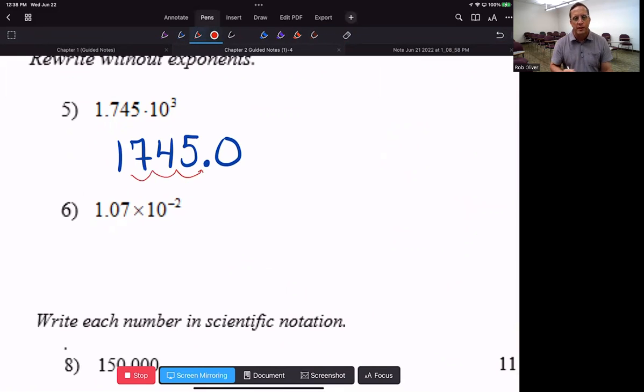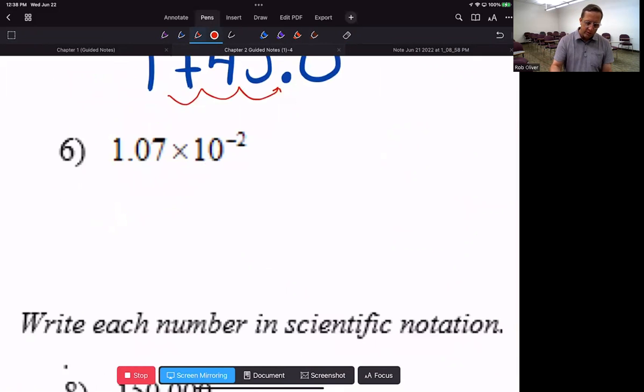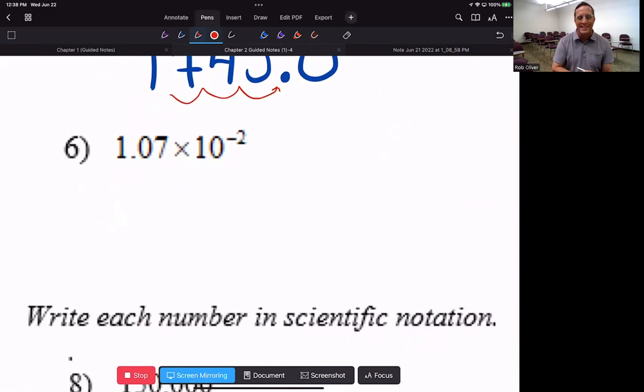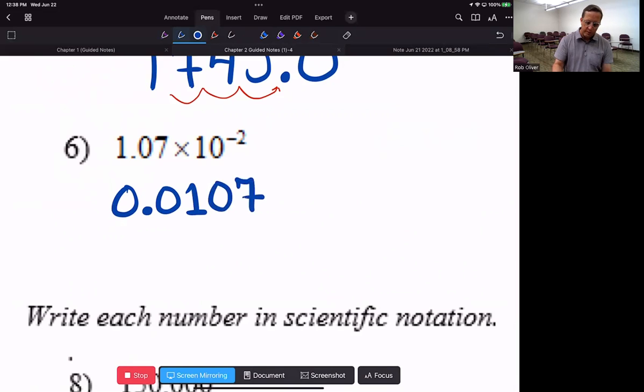There's where it is. Okay, for number 6, this one has a negative exponent. We're going to move it left. So we're going to move it how far to the left? 2. Okay, so the decimal was right here. And then it moved over 2 places. 1, 2. And that's where it is now.